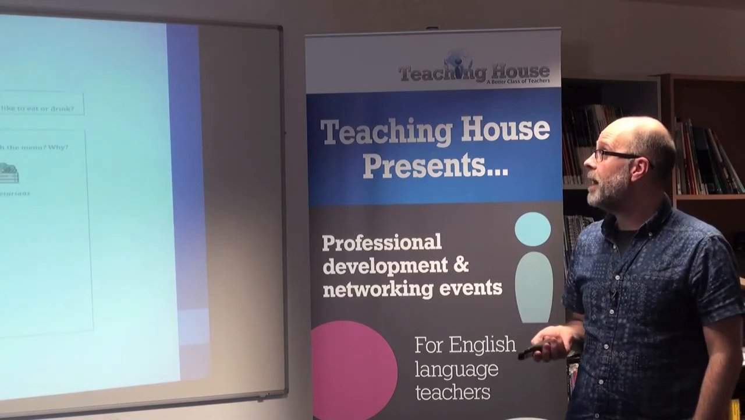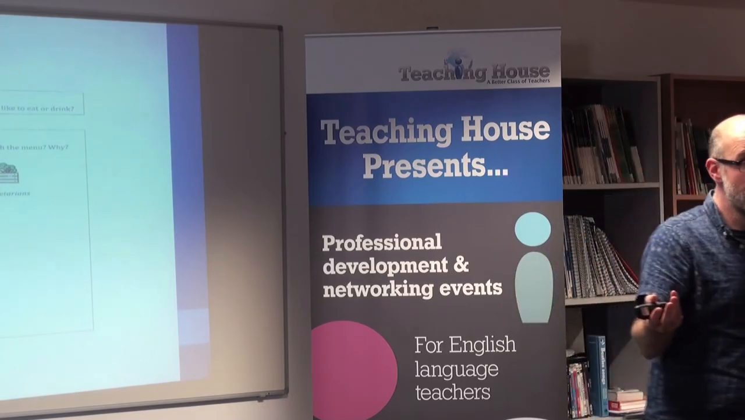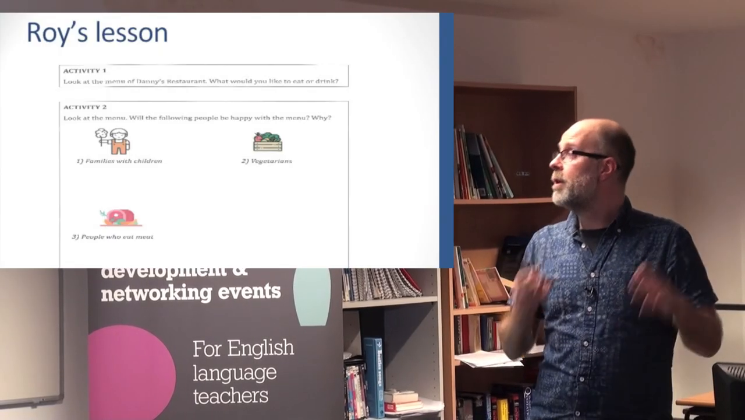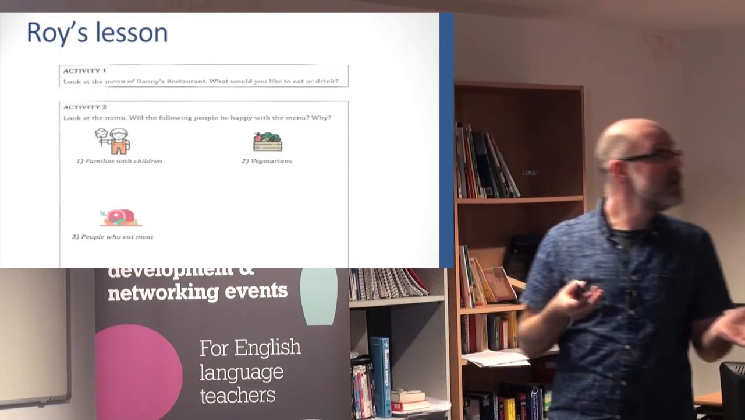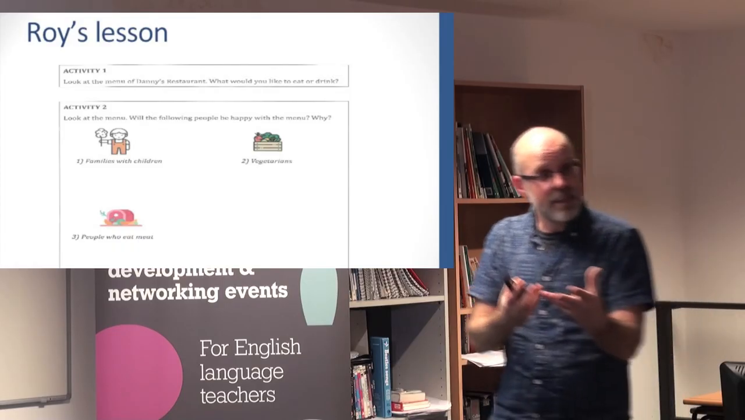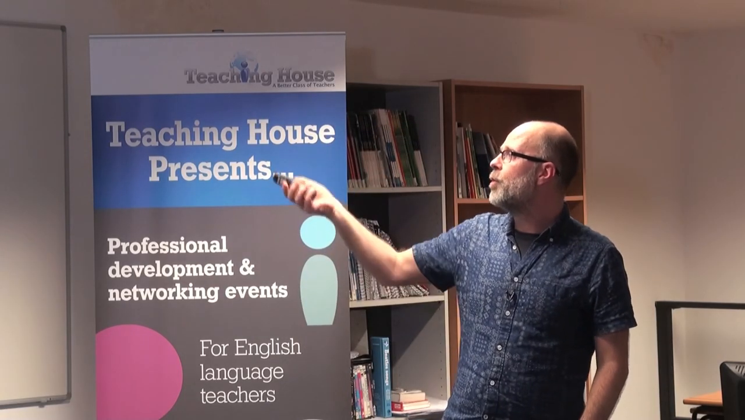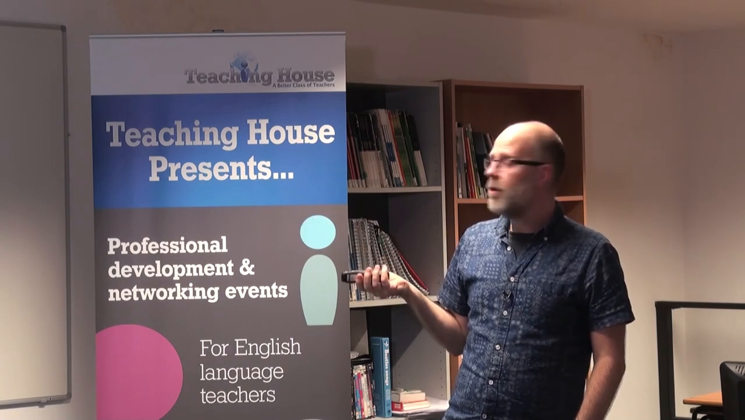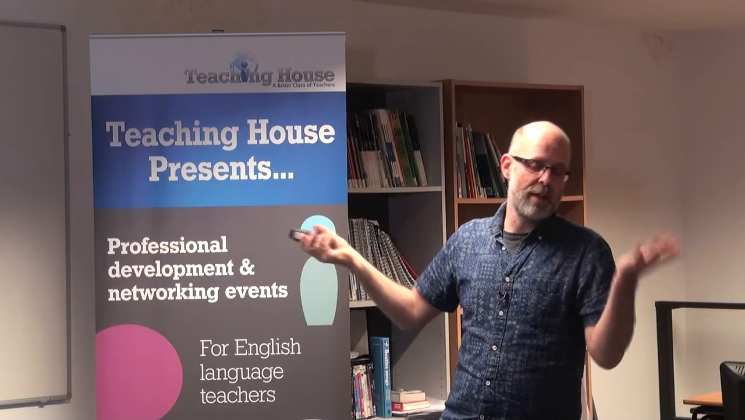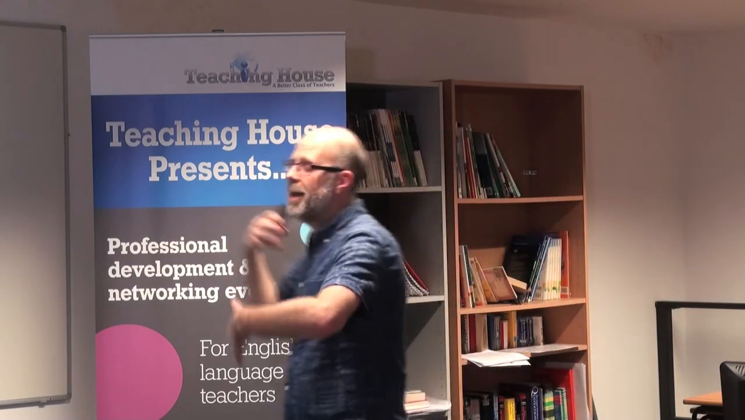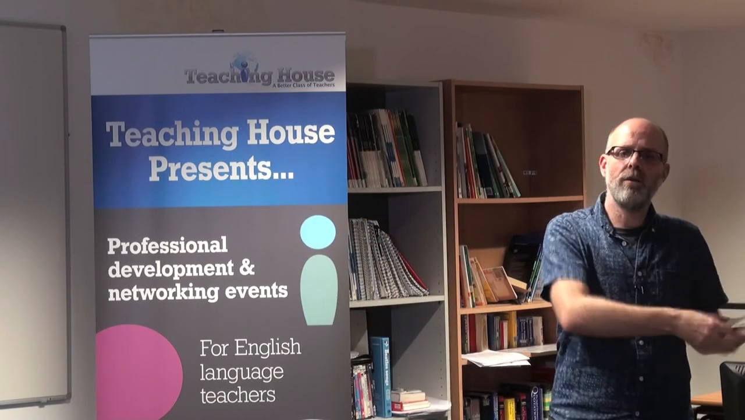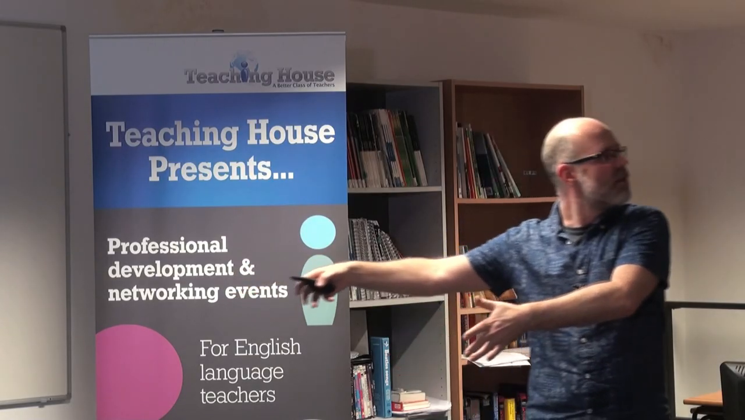And this is where he got the activity from. What would you like to eat and drink? Nice personal response question. And look at the menu. Will the following people be happy with the menu? Families with children, vegetarians, people who eat meat. You know, he's creating an interaction with the material that isn't actually there. Of course, the activity is about could I have type things, but why not get students interacting early? Okay, it's not authentic as a text, but he's authenticating it by making students interact. No, we can't go there because Edim is a vegetarian. That sort of thing.